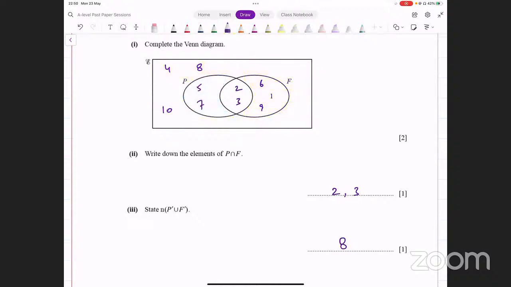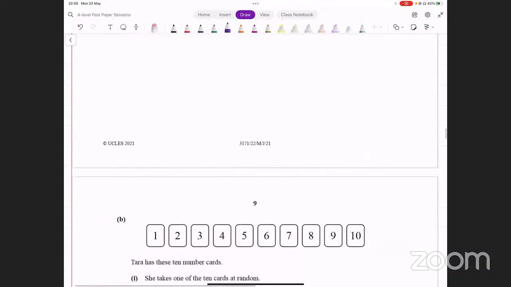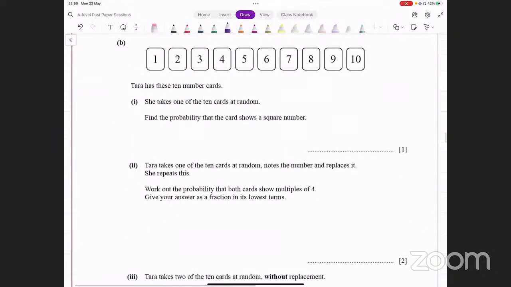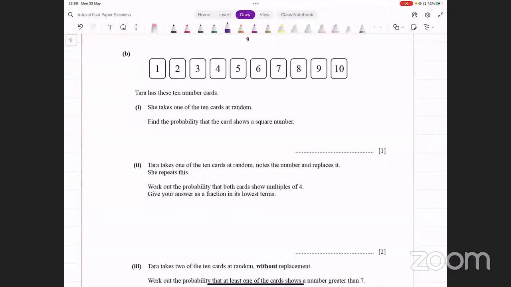Okay. Acha, let's move on to the next part. Now it says Tara has these 10 number cards from 1 to 10. She takes one of the 10 cards at random. Find the probability that the card shows a square number. Acha, squares आपके पास क्या क्या होते हैं? Remember 1 is also a square. 1 square जो है वो 1 होता है. तो 1 भी आपका square है. ठीक है? So you've got 2 squared 4, 3 squared 9. These are 3 square numbers. Out of 10 cards, 3 squares हैं, तो probability of getting a square क्या होगी?